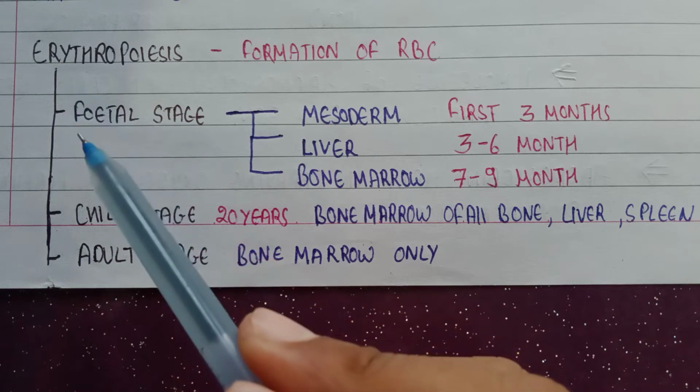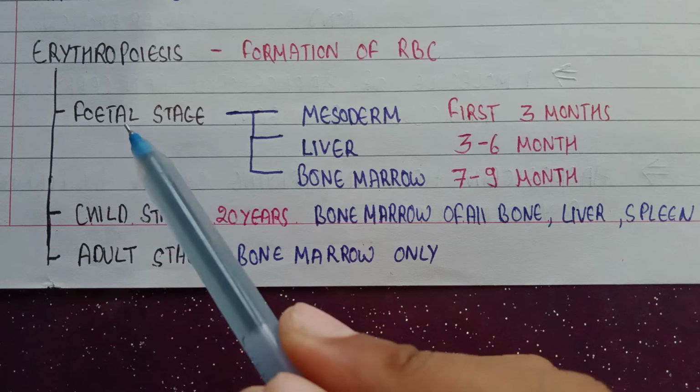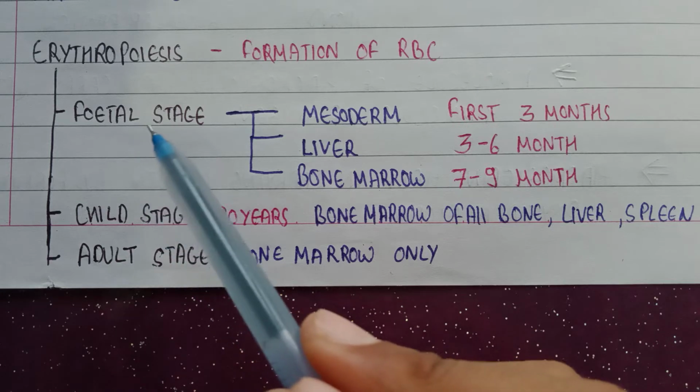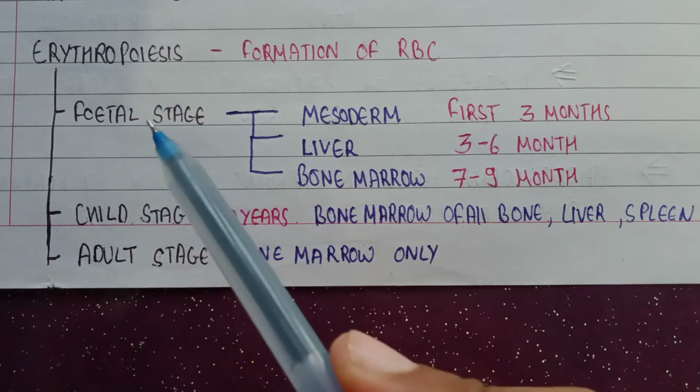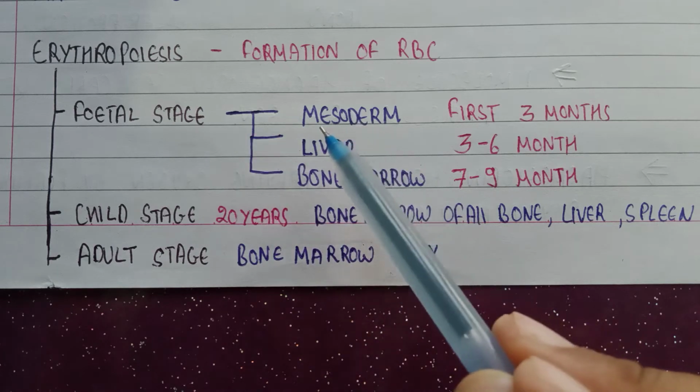Erythropoiesis starts in the fetal stage. During the fetal stage, when the child is in the womb, erythropoiesis starts, and it is started by the mesoderm layer. First, by the mesoderm layer.